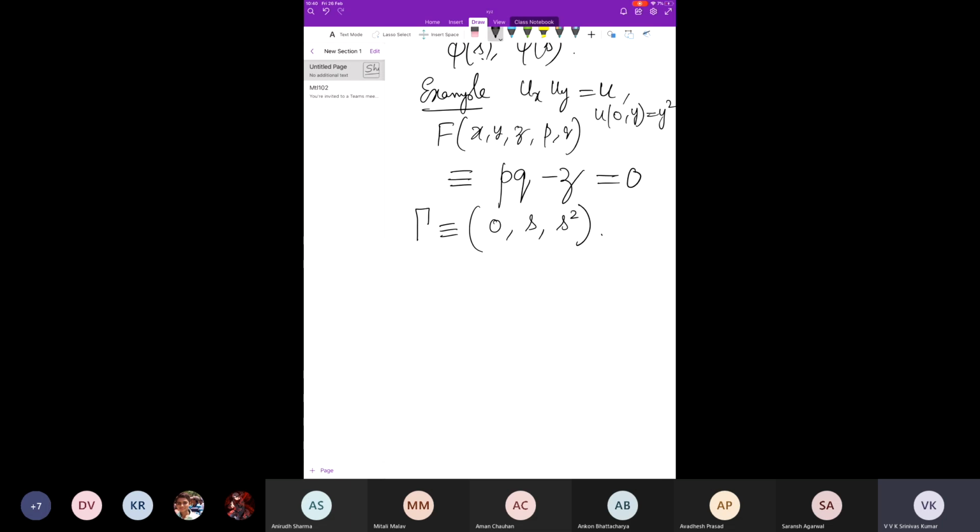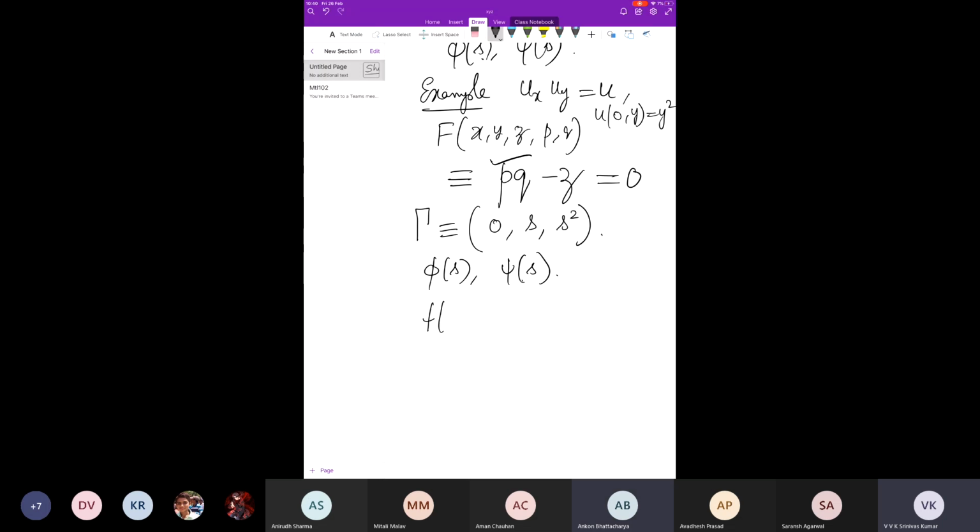Now next is to find the ODEs. Or you can first find phi s and psi s. What is the first equation that phi s and psi s should satisfy? This equation.